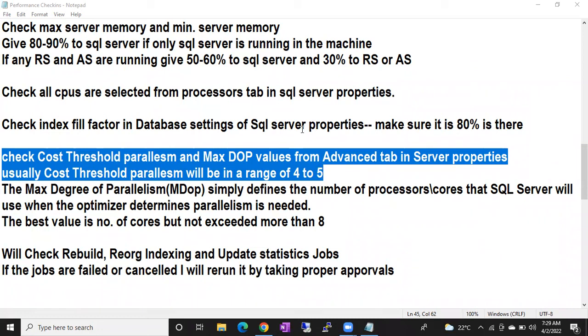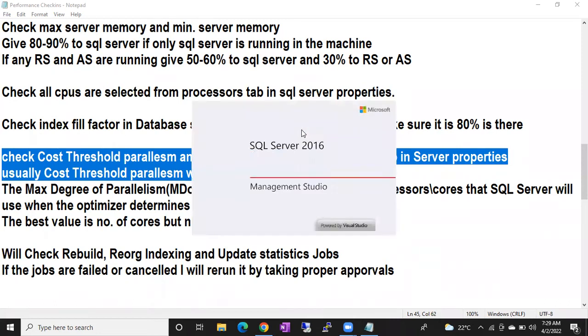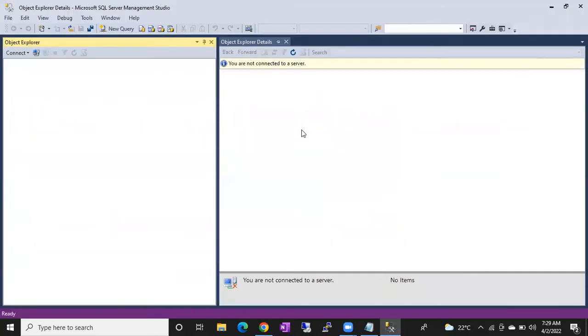Cost threshold parallelism decides how many parallel processes have to run. SQL Server will execute the processes in two ways, guys. One is parallelism, the second is serialism. Sometimes serialism is good, sometimes parallelism is good. During query execution, if you feel the query is taking a lot of time after checking all the corners, sometimes you have to enable serialism at the query level, or you can enable parallelism at the query level, the database level, or the server level. A lot of levels we can enable it, guys.